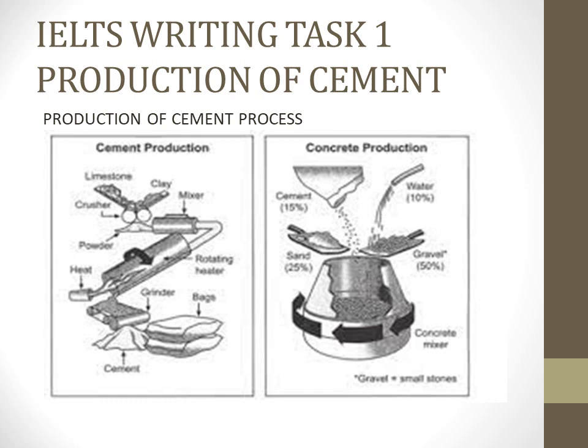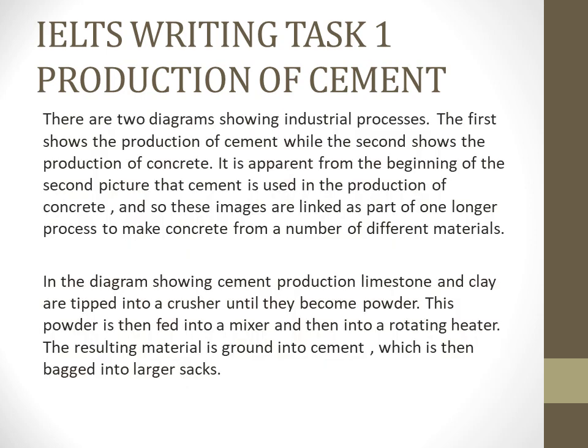So here you have two diagrams. You find the cement production, with different things involved in that: the limestone, the clay, the crusher, powder, rotating things, and other items given there. And then the concrete production, which happens with different percentages of cement, water, sand and gravel, and the concrete mixture mixed together. So now I'm going to explain this to you.